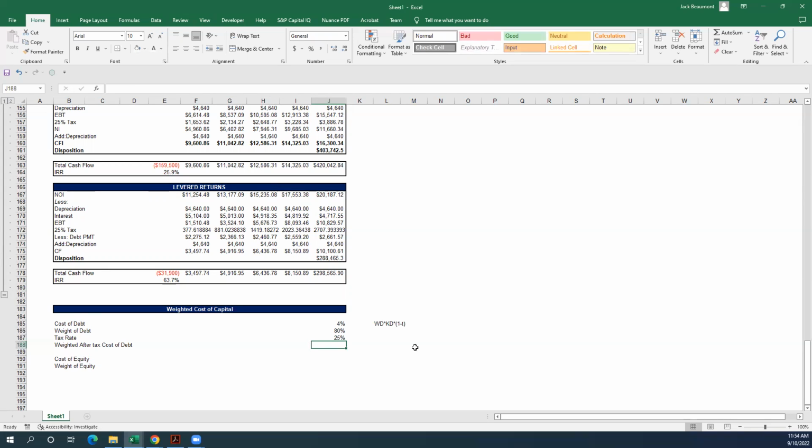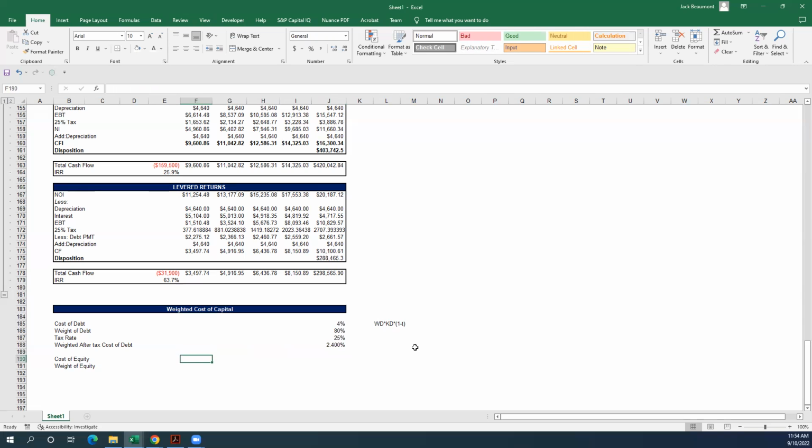Equity, on the other hand, does not give us tax deductions. Maybe you're more familiar with dividends that are paid out. When, let's say, Apple pays out dividends to its shareholders, that is not tax deductible, but its interest payments to its debt holders are. So that is the reason this is included here. So this is going to equal 4% multiplied by 80%, just the weight, multiplied by 1 minus the tax rate. Okay, so we get 2.4% as our weighted cost.